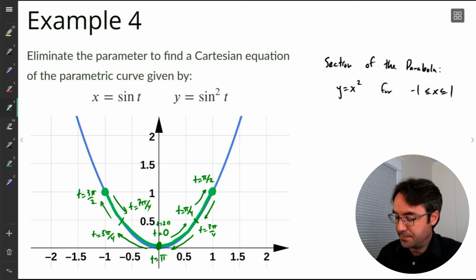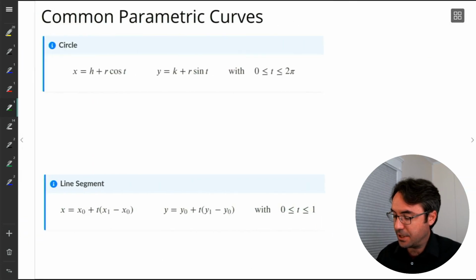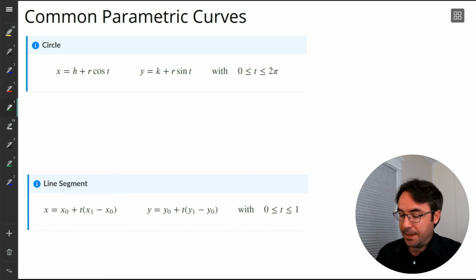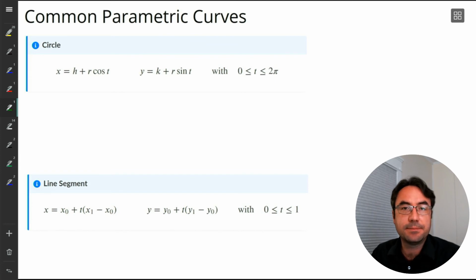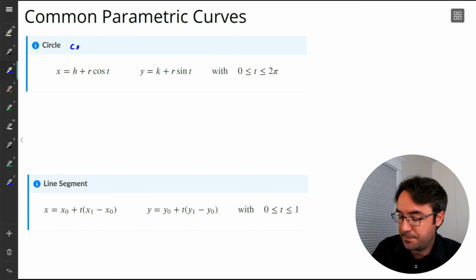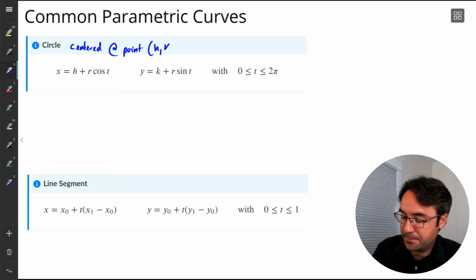All right. So one last little thing to talk about here, and that's just a few common parametric curves that we see from time to time. And if you go into Calc 3, these are going to be ones that you see quite a bit. So the first one is the system of equations for a circle centered at the point h, k with radius r.